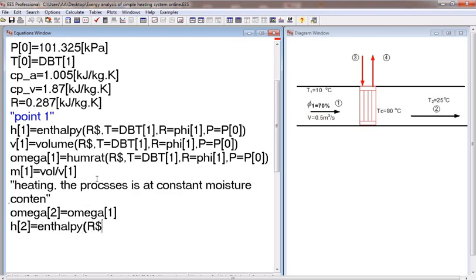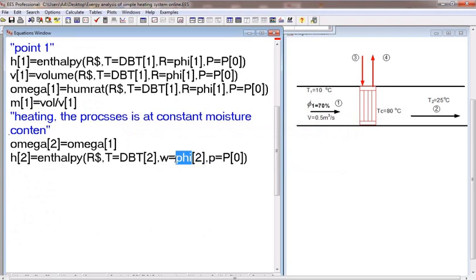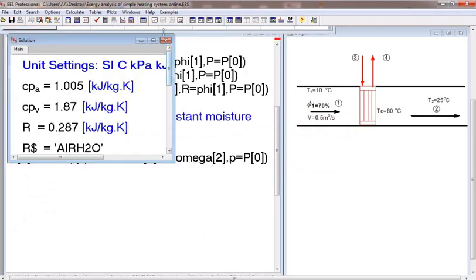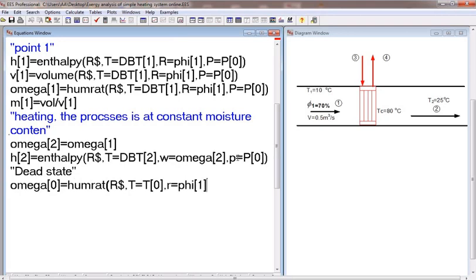Enthalpy at point 2 is related to the dry bulb temperature 2 and phi 2, P, psi, P naught. Okay, not this, this will be moisture content, not relative humidity. Okay, dead state, I shall define the dead state. Omega naught, numerator, or T equal to dead state, and the relative humidity is constant, the same as the inlet.